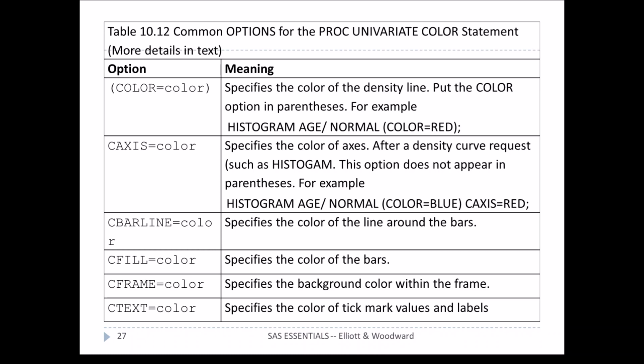C-bar line specifies the color of the line around the bars. C-fill is the color of the bars. C-frame specifies the background color within the frame. And C-text specifies the color of tick mark values and labels.